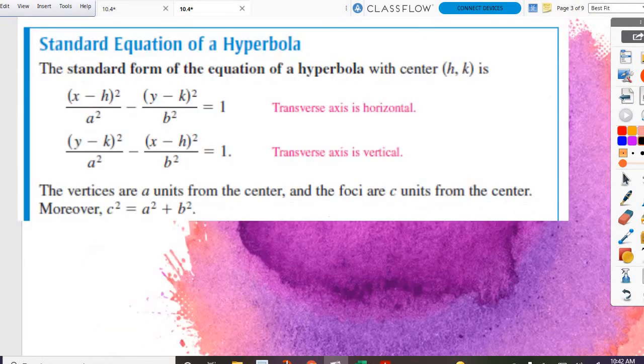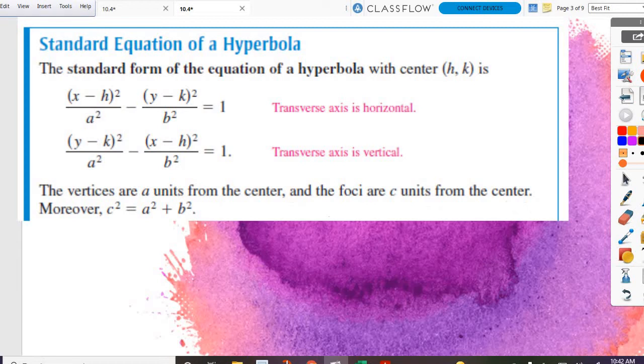All right. So here are our two equations. Again, remember we have two because one is for our horizontal, one is for our vertical. What's the biggest difference here from our ellipse? What do we have this time instead? They're both squared, both sides. They were both squares for our ellipse too. There's subtraction now instead of addition.